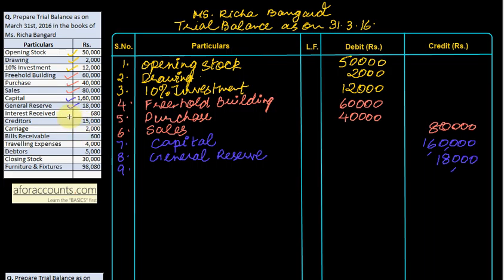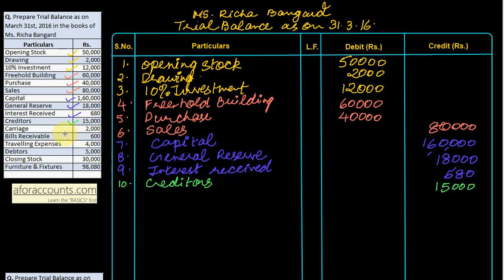Interest received. Interest received is my income and income again credit. So interest received $680. Next, creditors. Debtors have debit balance, creditors have credit balance. So creditors 15,000, to your credit 15,000.